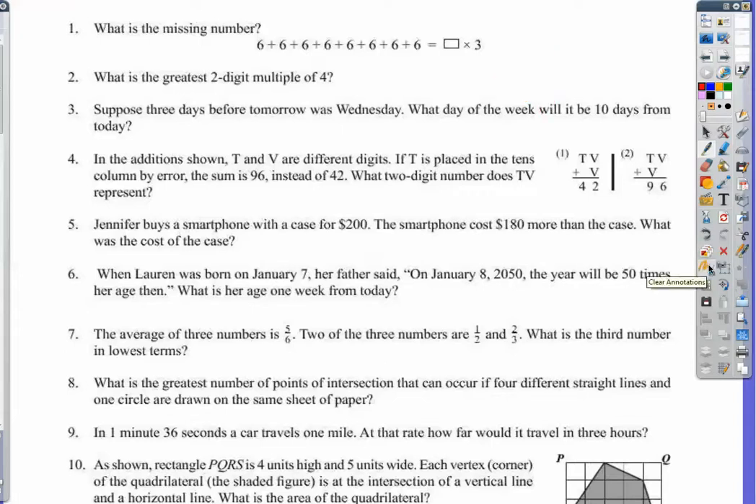For number 3, suppose 3 days before tomorrow was Wednesday. What day of the week will it be in 10 days from today? Now, these problems, you're going to have to write down some scratch work. And I know that's not really the way elementary kids like to do things. But these problems are going to require lots of steps, and so we're going to have to do some scratch work. So the first thing I'm going to do is just write out a weekly schedule. We have Sunday, Monday, Tuesday, Wednesday, Thursday, Friday, and Saturday.